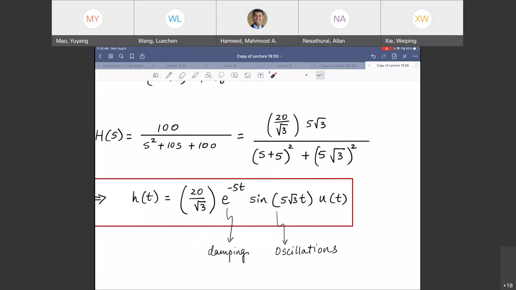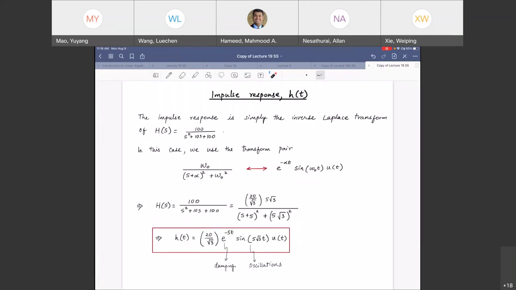Now, I have the impulse response. How do I get to the step response? The whole class yells and says, differentiate the step response, you get the impulse response, right? So you could take the impulse response and get to the step response. It would have damping and it would have sinusoid. Why? Exponential multiplied by sinusoid. Questions about this example?